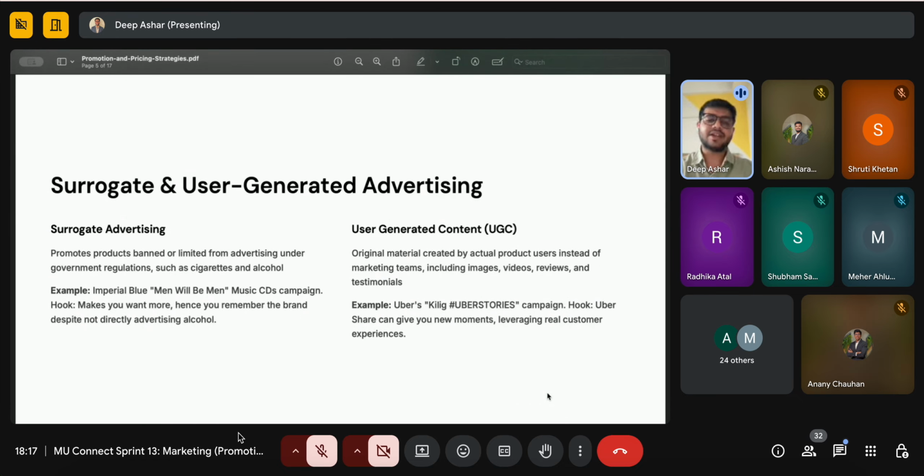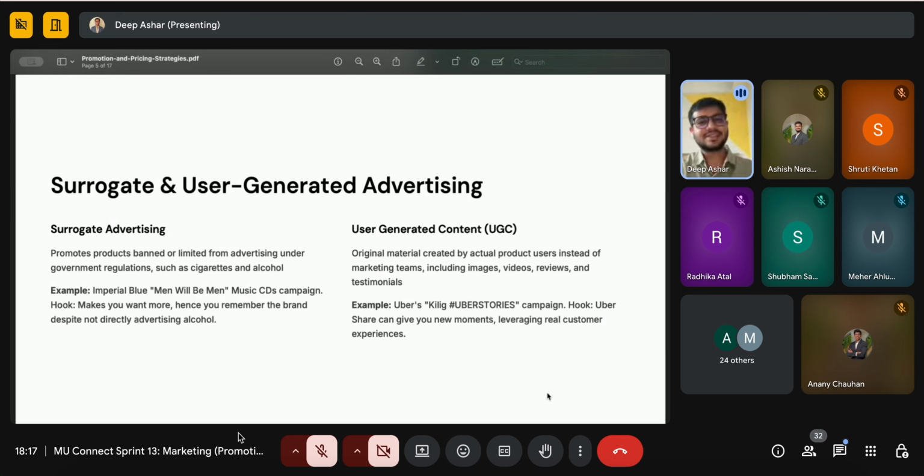The third one is surrogate advertising. A lot of us have already heard about this. There are certain products such as cigarettes and alcohol. Even sex toys, not condoms, but sex toys, cannot be directly advertised. So people use surrogate advertising here to communicate what their products are.